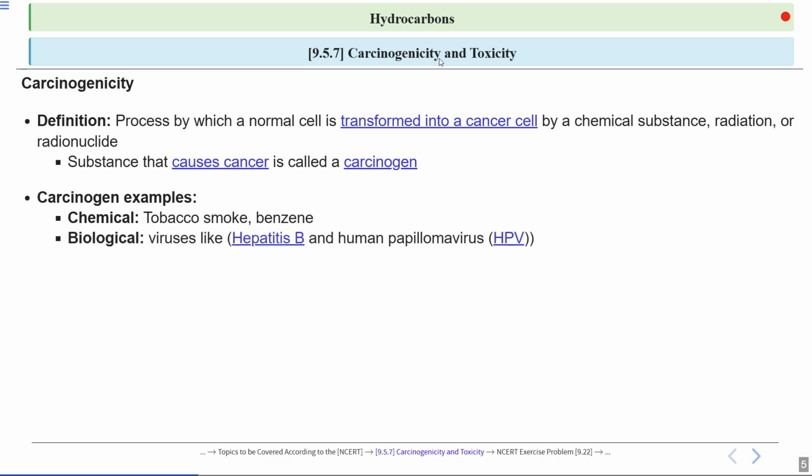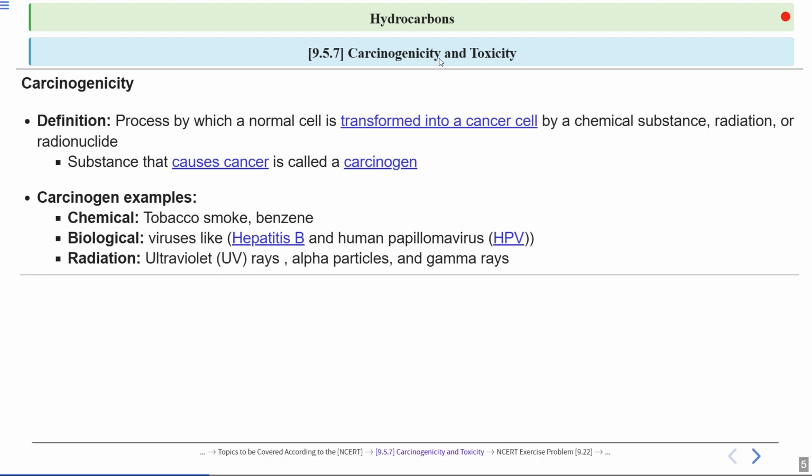Now, let's talk about biological carcinogens. Some viruses can cause cancer, such as hepatitis B and human papilloma virus, or HPV. These viruses can affect cells and trigger changes that may eventually lead to cancer. Finally, radiation can also be a cause of cancer. Ultraviolet rays from the sun, as well as alpha particles and gamma rays from radioactive materials, can damage cells and increase the risk of cancer. So, to sum up, carcinogens can be chemical, biological, or physical in nature. It is important to be aware of these risks in our environment.